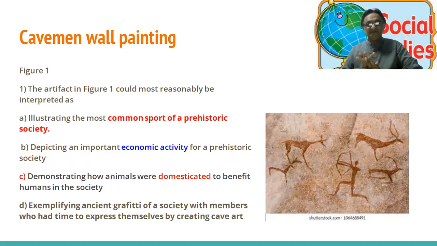So this is the first question I have taken from the sample question paper from your study guide. Let's talk about it, and I'll tell you what you have to focus on and what not. The first is the figure which is given, figure 1. The artifact in figure 1 could most reasonably be interpreted as. Now this figure has been taken from a caveman wall painting, and it shows a man hunting animals.